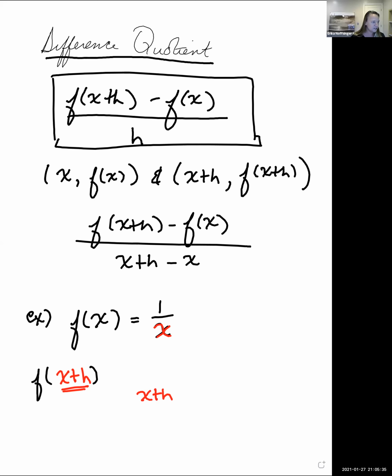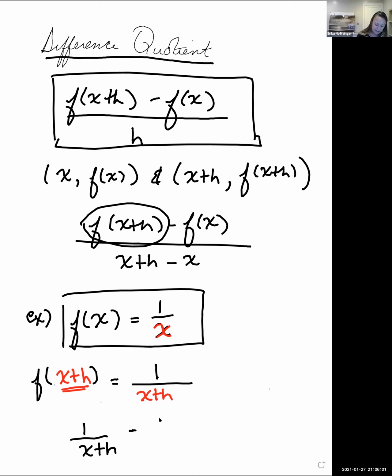Let's change colors. And over that. So this is this f of x plus h piece. So let's write that there. So 1 all over x plus h minus, it tells us to subtract off our f of x function, but our f of x function is defined as 1 over x. So minus this 1 over x all over your h value.